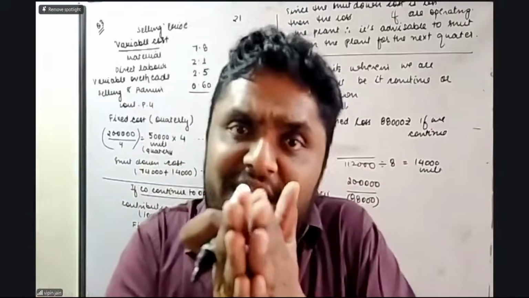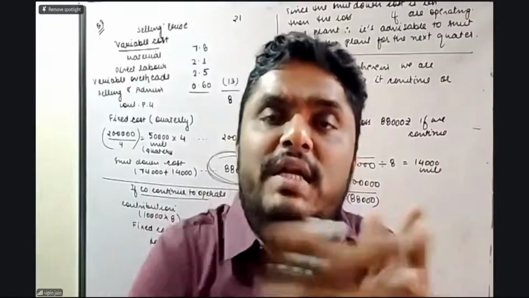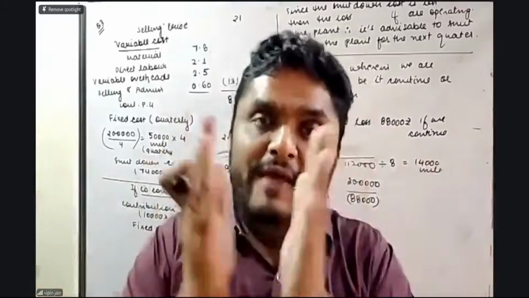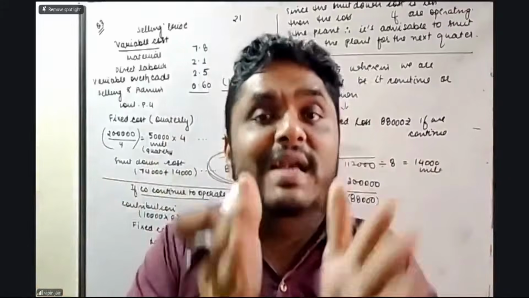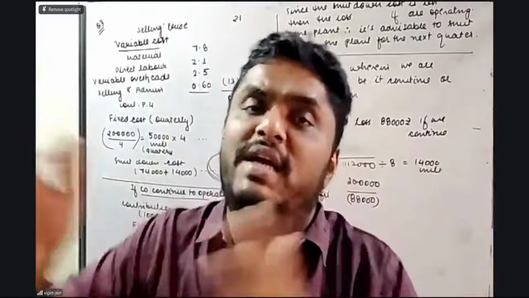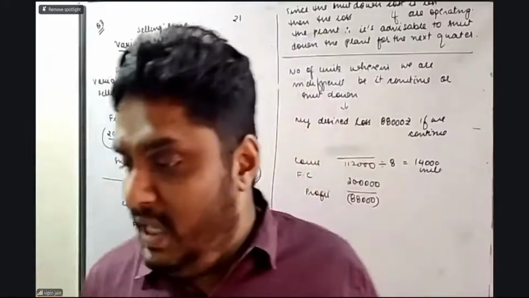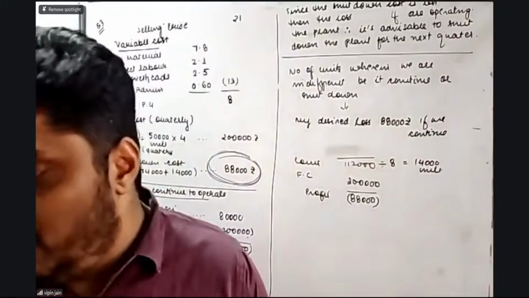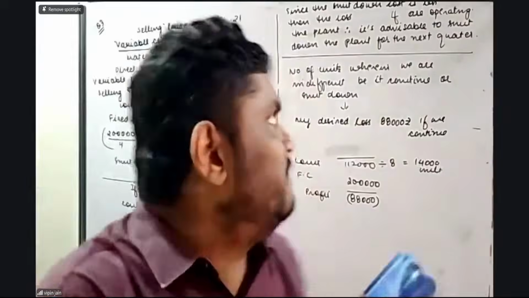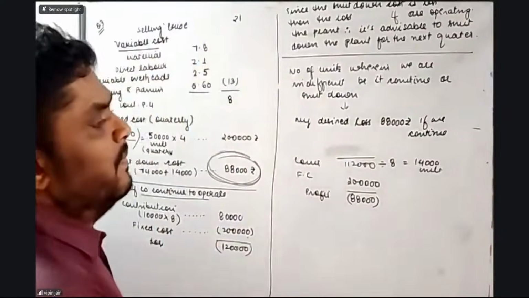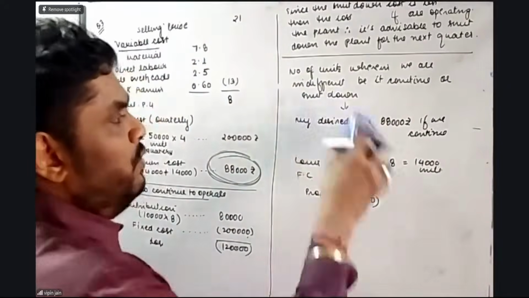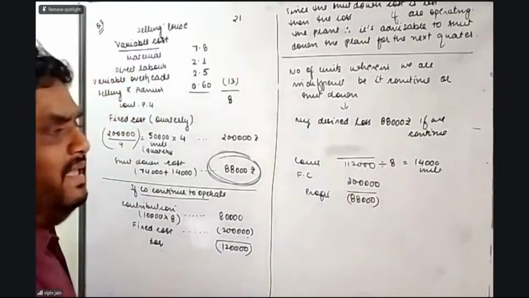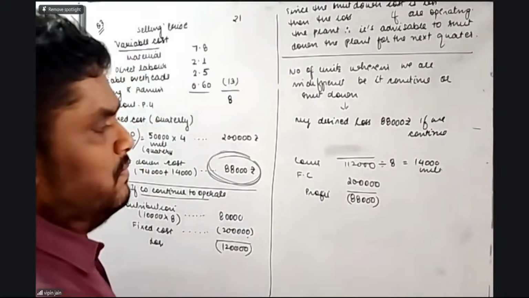So if my production goes less than 14,000, better to shut down. If the production is 14,000 or more than 14,000, better to continue. Anyone with any doubts or queries in this part? I'll just write the formula also. Those who want to copy the concept can copy.